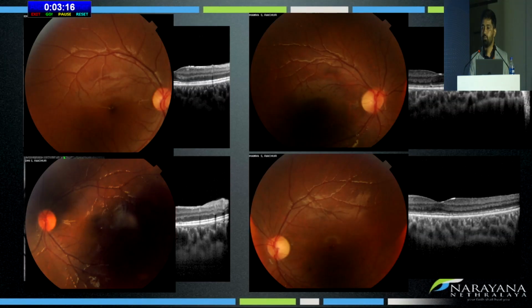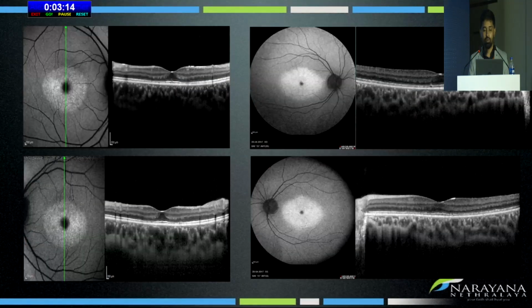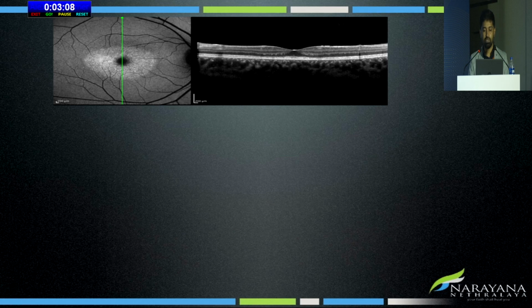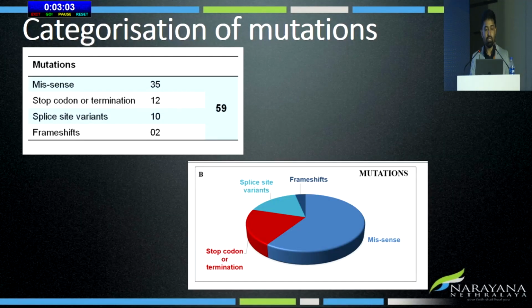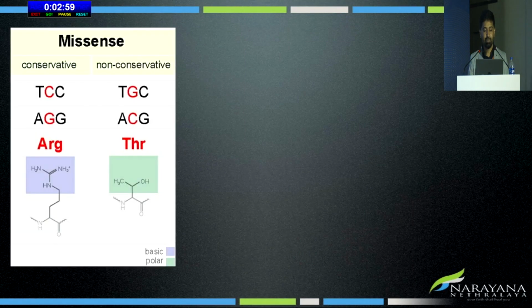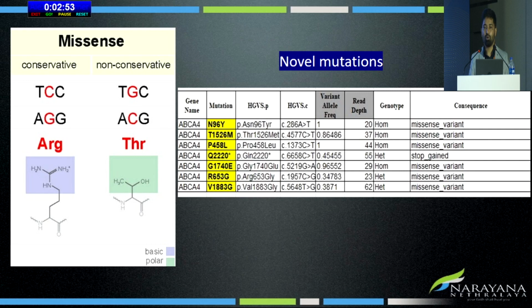When we examined them, fundus appeared normal, OCT was relatively okay, but autofluorescence did have changes in the macula in the grandchildren. This is the autofluorescence and the OCT image across 3 generations with increasing severity. Most of the mutations in our cohort were missense mutations. Missense mutation basically means there will be a single base pair substitution leading to a totally new amino acid. Among these, 8 were novel mutations.